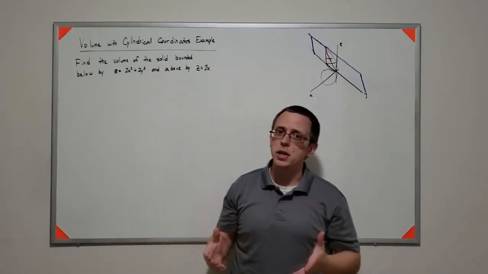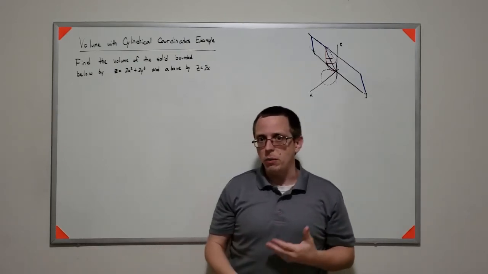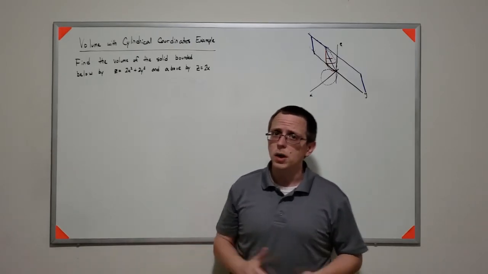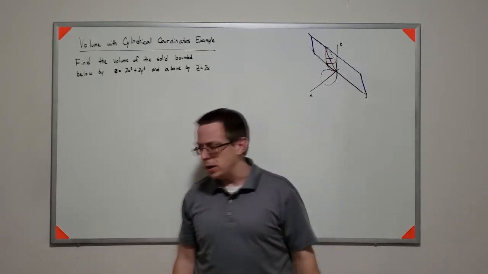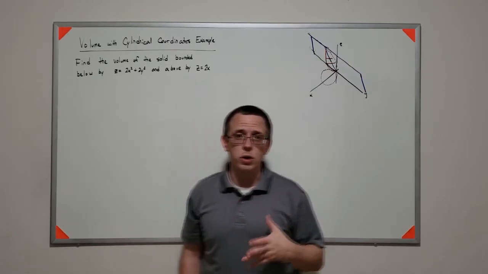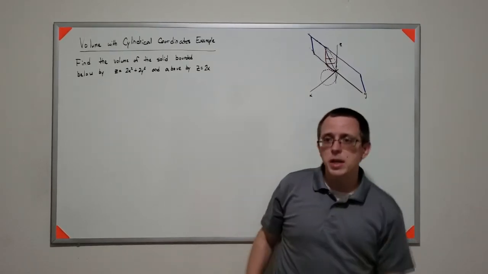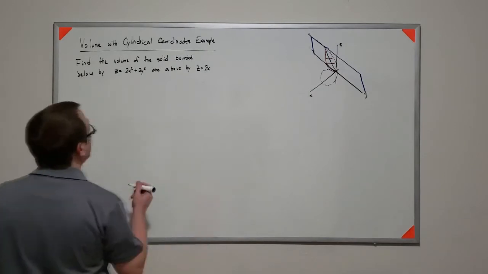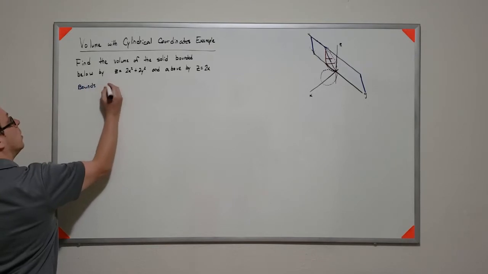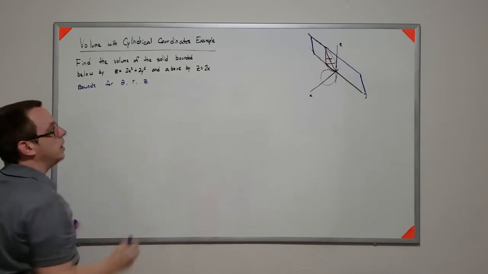Now we could do this in rectangular coordinates, but we'd have to think it through. The integration, in my opinion, is more difficult to do in rectangular coordinates. And so let's use cylindrical coordinates to solve for this. To do this, we need to find bounds for theta, r, and z.